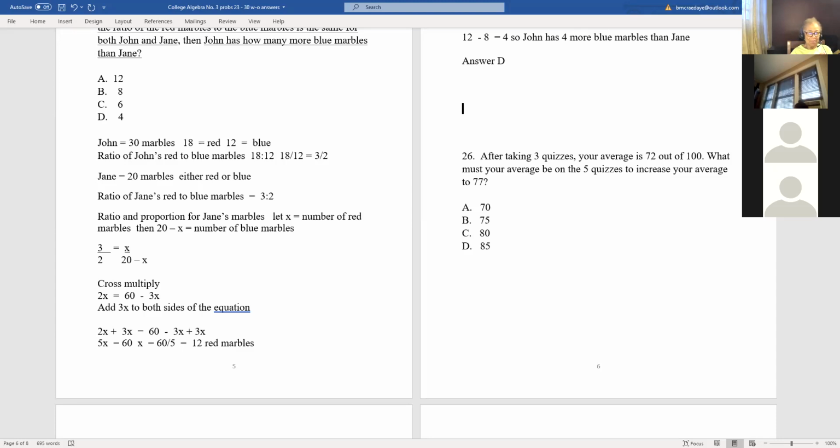Okay, how would you set up the equation to solve it? So you're going to let, we'll just say n equal average.